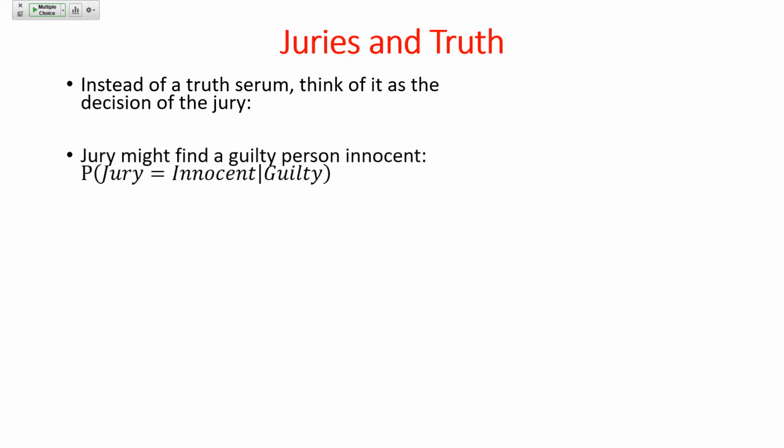But we could find these conditional probabilities, like given someone's guilty, what's the probability the jury will find them innocent? We can go back and look at case reversals, like with DNA evidence, to get some idea about how bad juries are doing, right? How often they're finding someone who's actually guilty innocent and letting them go.